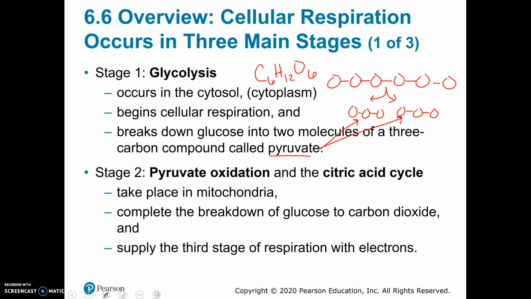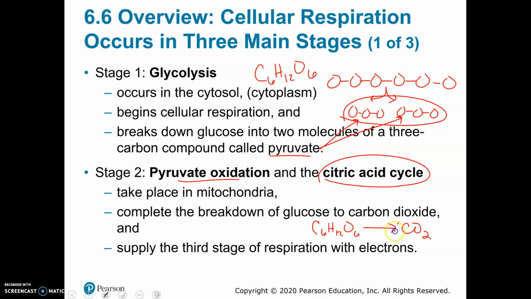The second step is really 2 steps. There's a little mini step called the oxidation of pyruvate, and that happens as these pyruvates go into the mitochondria. And then there's a step called the citric acid cycle or the Krebs cycle. And by the end of the citric acid cycle, all of the glucose, C6H12O6, has been completely broken down into carbon dioxide. So the carbon dioxide is done.